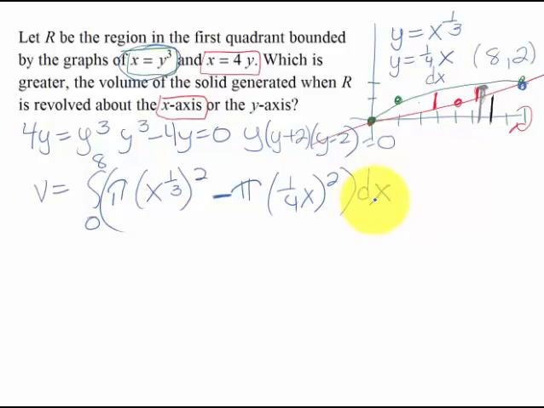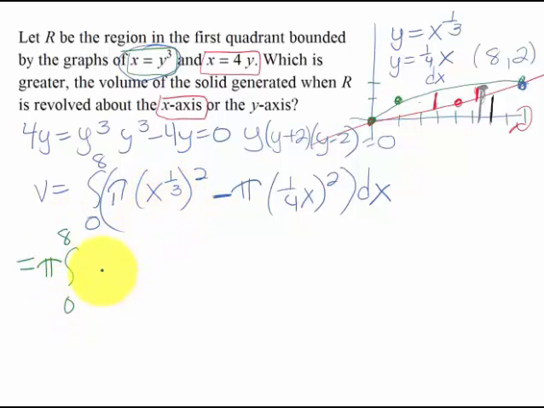So there is our integral, and now we need to compute this integral, and we will have the volume of this rotated around the x-axis. So in order to do that, I'm first of all going to factor out the pi, and that's going to leave me, I still have from 0 to 8.